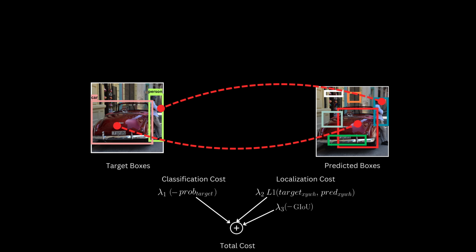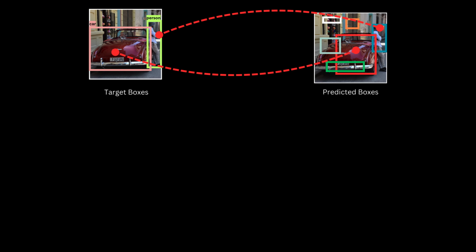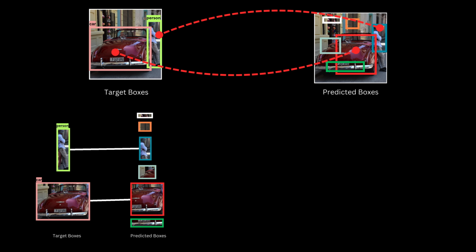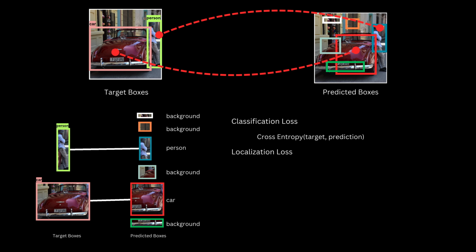After we have defined this cost and computed it for all target prediction pairs, we'll use Hungarian matching to get the optimal assignment. The assigned predicted boxes are considered as foreground, with the assigned ground truth boxes label considered as their target label, and the unassigned ones are considered as background. Using this optimal assignment, we train the model with a combination of classification and localization loss. Classification loss concerns with all the boxes and is cross entropy between ground truth label and predicted class probabilities for each box.